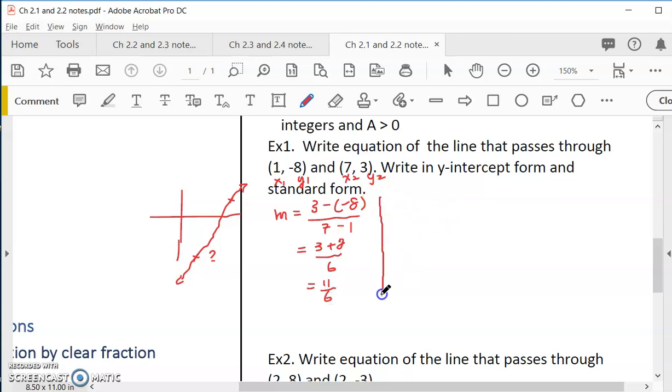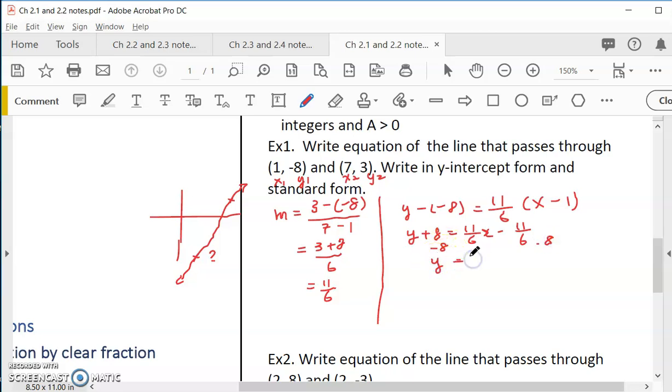That's the slope. The second step is to write the point-slope form. So the equation would become y minus y1, minus negative 8, is equal to m, which is 11 over 6, times x minus x1, so in our case it's 1. Now this is point-slope form. I want to write it as y plus 8 is equal to 11 over 6 x minus 11 over 6 times 1, because times 1 is 11 over 6. And then I need to minus 8 on both sides because I want to write it as y equal to mx plus b.